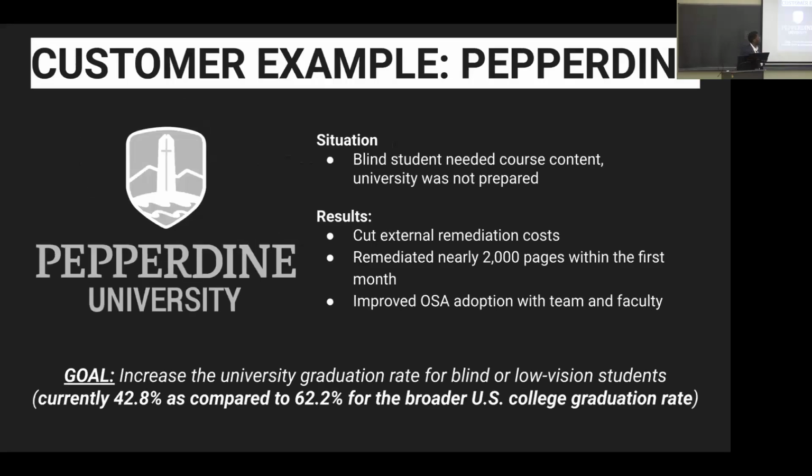I think the best example of this was with Pepperdine. They had a blind student who needed to get their coursework for the semester. Usually they would pay $3, $5 a page to do this.